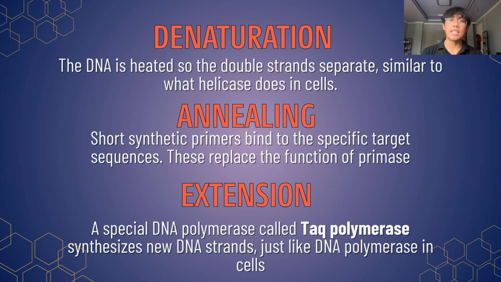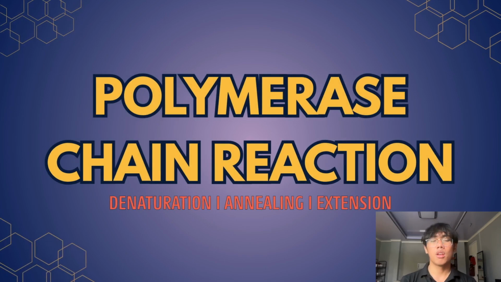How does it work? PCR copies DNA using a thermal cycling process, unlike natural replication where it happens inside cells at body temperature. Here are the 3 basic steps of the PCR cycle. The first step is denaturation, wherein the DNA is heated so that the double strands separate, similar to what Helicase does in cells. The second step is annealing. A short synthetic primer binds to the specific target sequences. These are what replace the functions of primase. And lastly, extension. A specific DNA polymerase called Taq polymerase synthesizes new DNA strands, just like the role of DNA polymerase.